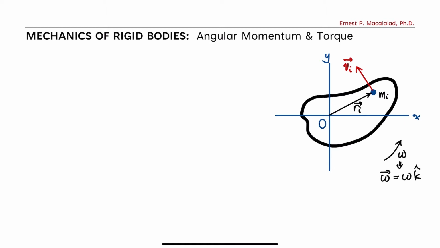Today we're going to talk about the angular momentum of rigid objects and its relationship to the torque exerted on it. So consider we have a rigid object that contains a lot of particles.